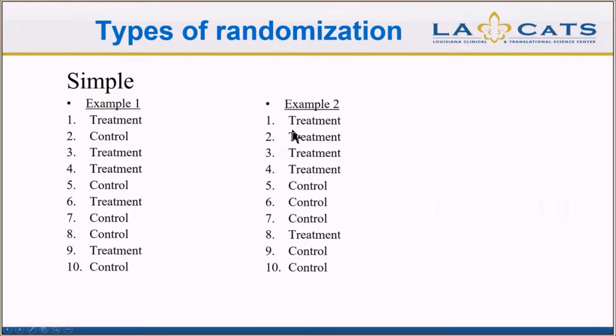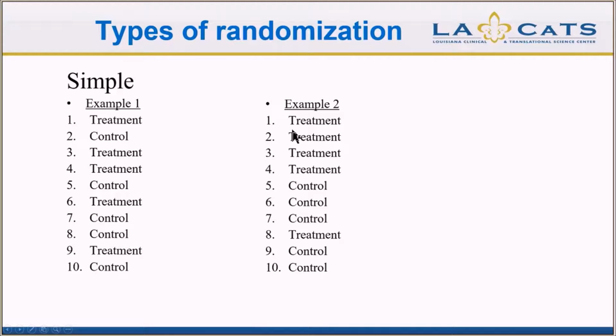So on the next page, we see 2 examples of lists. And this is what generally we're going to provide. We're going to create a list of assignments that people will receive. So using example 1, the first person that comes into the study will get treatment. Second person to control. Third, fourth, treatment, and so on. So we can read throughout the list. So that's a simple randomization.